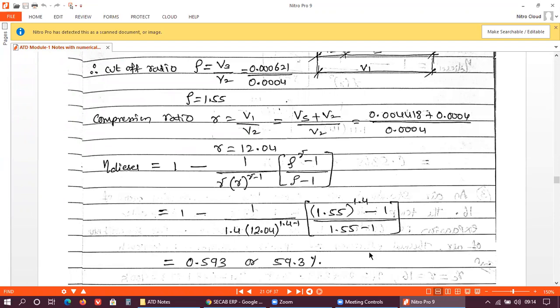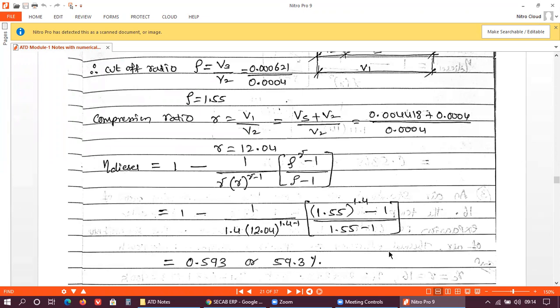So this is the equation, this is the x, this is the value which is required, right? That is for the diesel cycle, that is the efficiency of the diesel cycle. So with these conditions which are imposed on this diesel cycle, we are getting the air standard efficiency of the diesel cycle as 59.3.